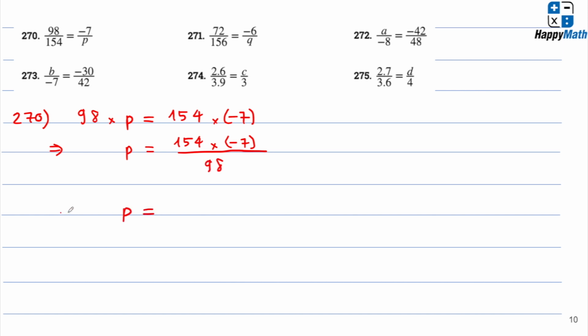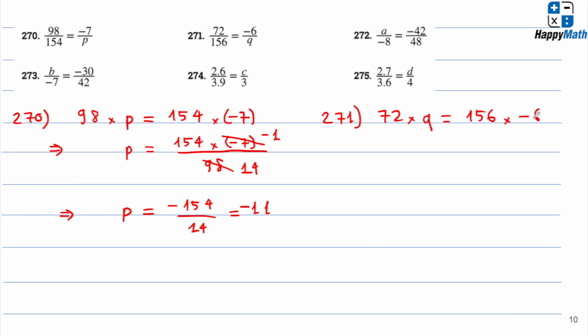So p, how can we work this one out? I think it can be simplified. Negative 7 divided by 7 is negative 1. Divide by 7, you get here 14. Negative 154 over 14 will be equal to negative 11. Next one, 271. 72 times q equal to 156 multiply negative 6.